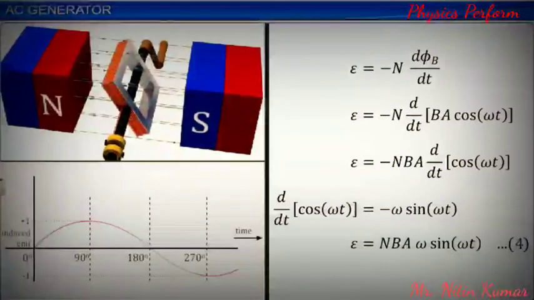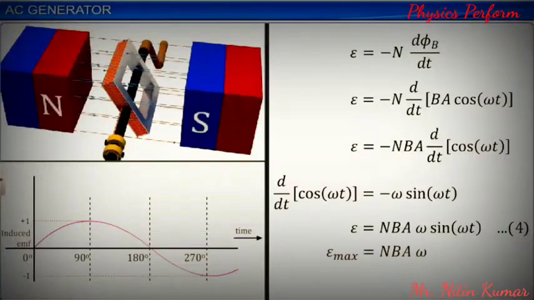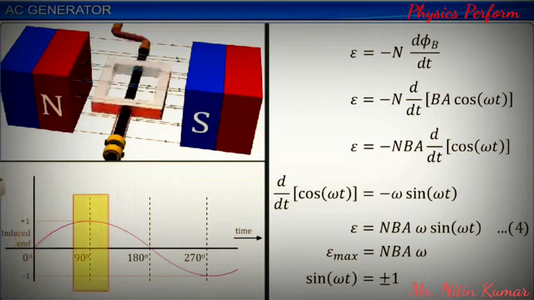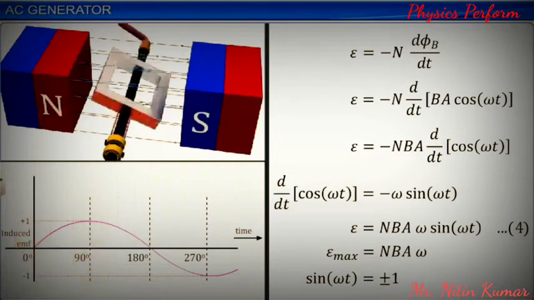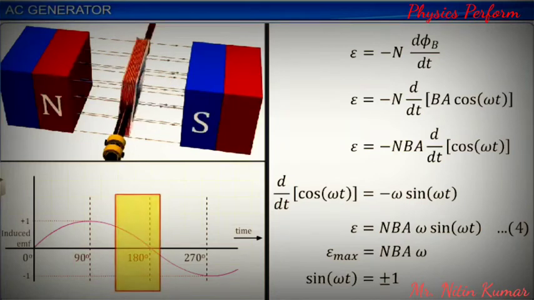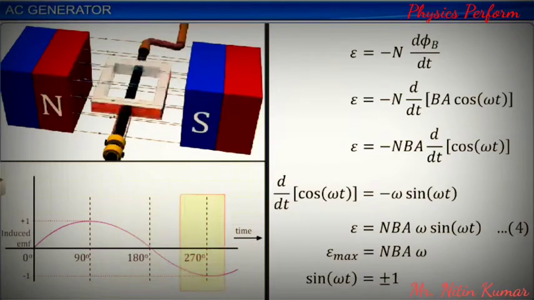Note that nBA omega is the maximum value of the EMF that occurs when the value of sin omega t is plus or minus 1. That is, when theta is 90 degrees or 270 degrees. This is because the change of flux is the maximum at these two angles of the coil.